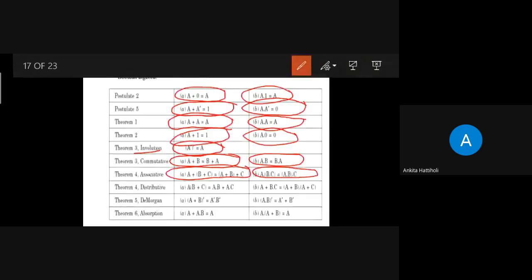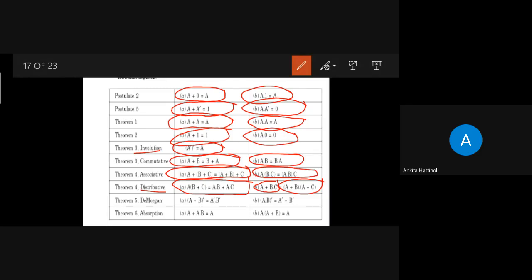The next one is the distributive law, which governs opening of the brackets. So you have A into B plus C, which can be written as A dot B plus A dot C. Or A plus BC can be written as A plus B dot A plus C. This is your distributive law.